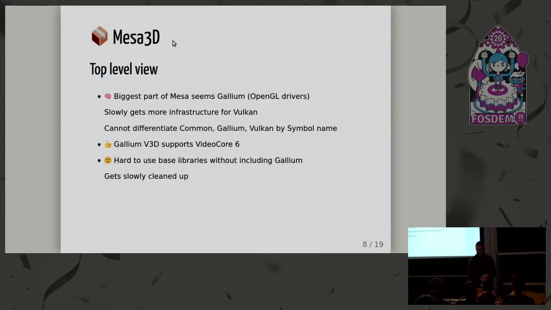And that reflects in the build system. Gallium V3D supports VideoCore 6. So Eric did, as far as I know, all the necessary changes to have basic support, which is really good for me because I can look at the code and try to figure out what it does and port it then to Vulkan. And I already said, without Gallium, it's really hard to get Gallium out, let's say.